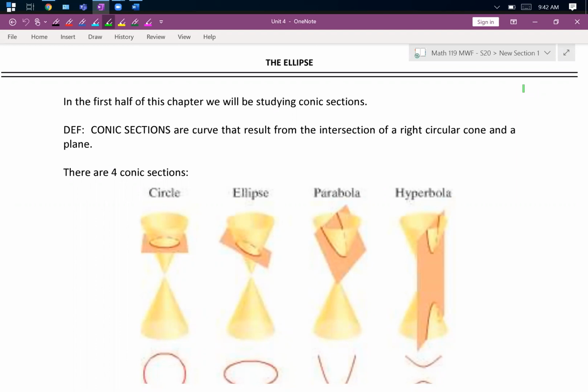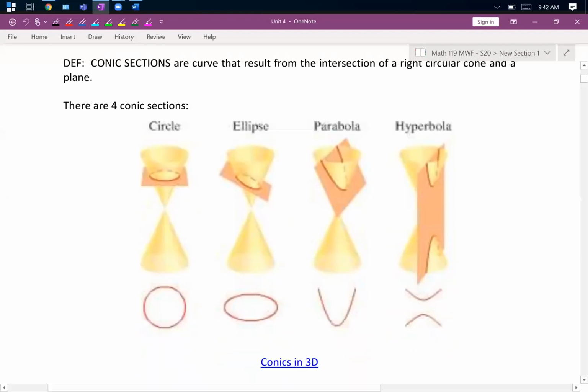I like conic sections. The only time I ever really saw it was like pre-calc in high school. But we'll need this moving forward for the calculus sequence. So first half of this chapter is going to be conic sections.